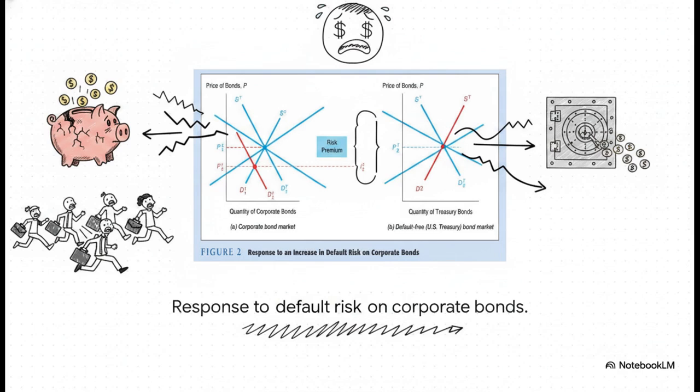But where does all that fleeing money go? It runs straight for the safety of default-free U.S. Treasury bonds. Demand over there shifts to the right, driving Treasury prices up and their interest rates down. And this brilliantly illustrates the concept of a risk premium. That gap between the high corporate rate and the low Treasury rate, that is the exact mathematical premium investors are demanding to stomach the corporate risk. Ultimately, every bond with default risk has a positive risk premium.